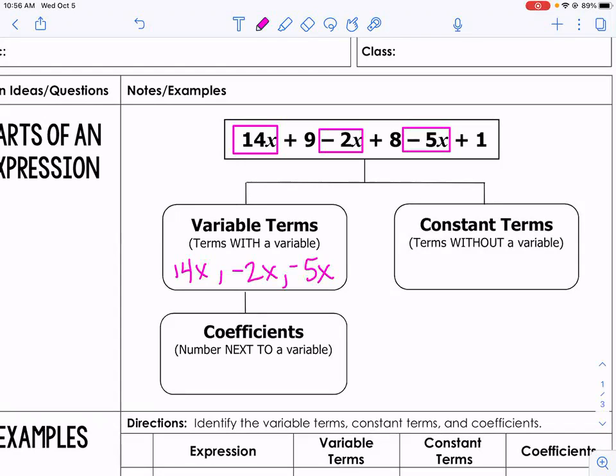Now, when we talk about coefficients, we're talking about the number in front of the variable. So 14 is a coefficient because it's the number in front of x. -2 is a coefficient because it's the number in front of x. And our other one would be -5, the number in front of x.